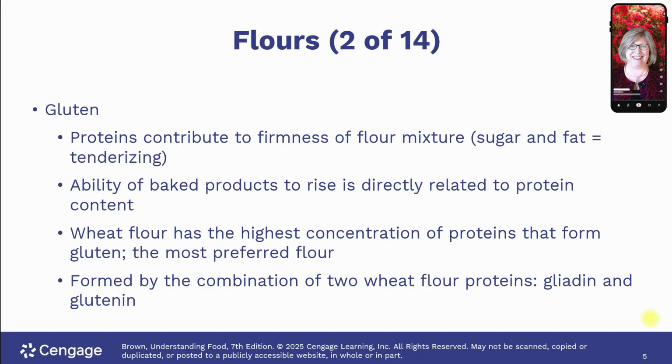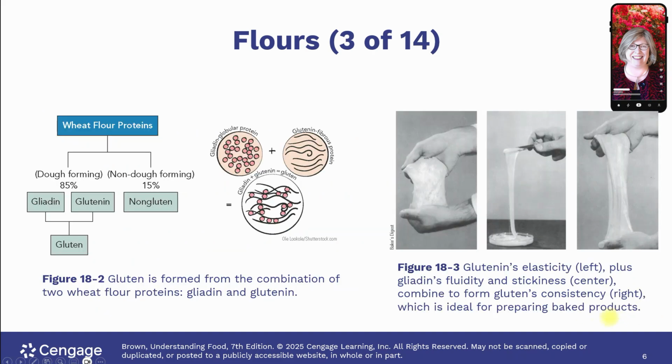Gluten is formed by the combination of 2 wheat flour proteins, gliadin and glutenin. Here's your gliadin, here's your glutenin, which is fibrous. The gliadin is globular, and together they make gluten. Over here on the left, you see about 85% of the wheat flour proteins can form gluten. 15% would be non-gluten or non-dough forming. And these numbers depend on how much gliadin and glutenin exists in the flour.